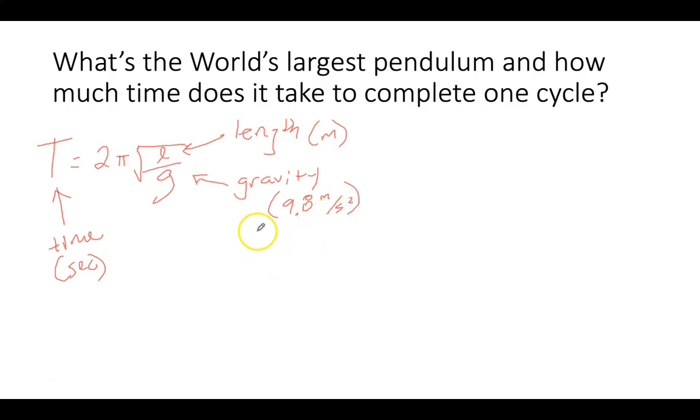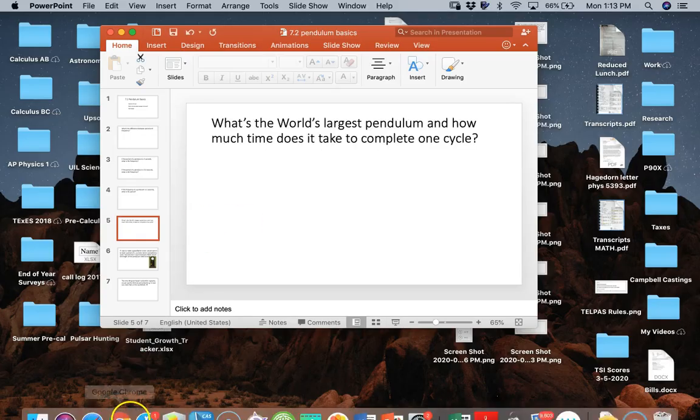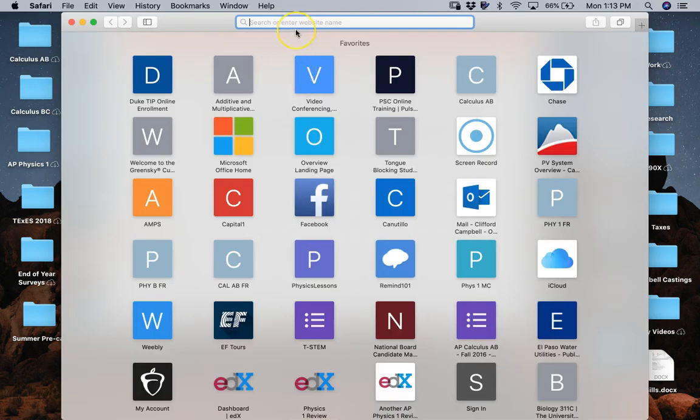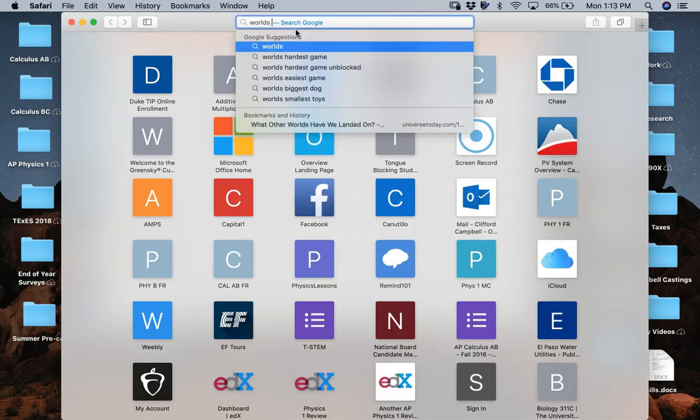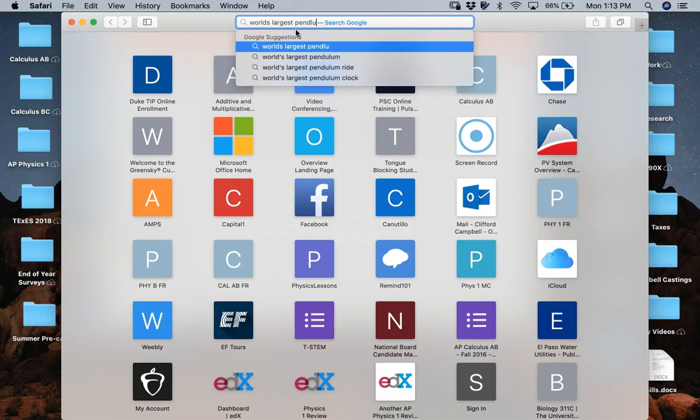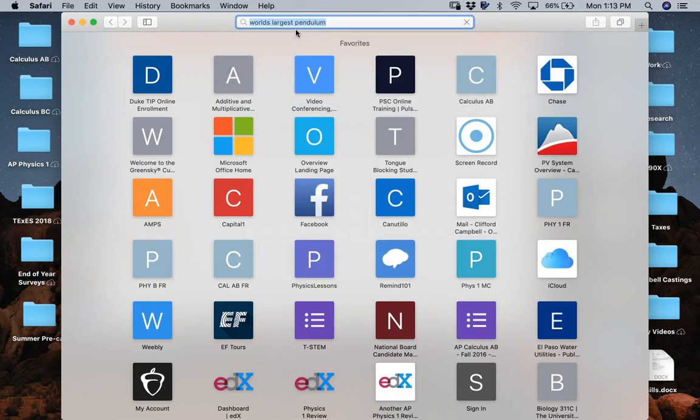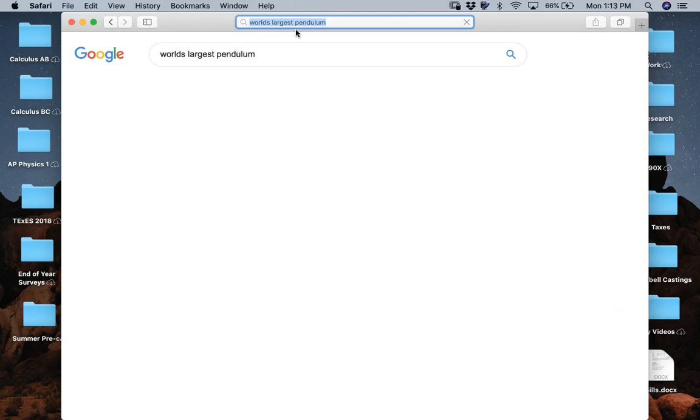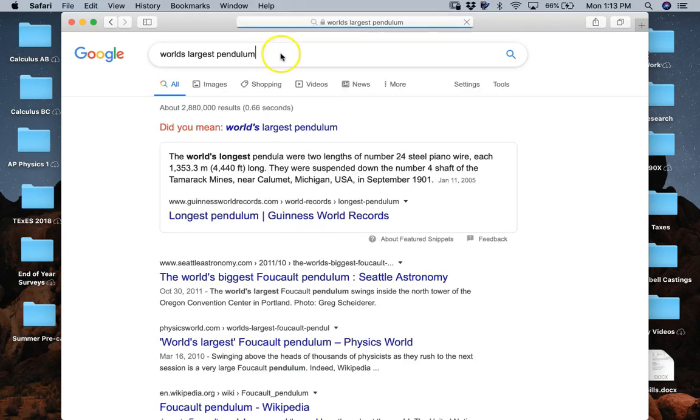So what is the world's largest pendulum, and how much time does it take to complete one cycle? Okay, let's just find out what the world's largest pendulum is real quick. I'm just going to go to the internet because they do stuff like this. World's largest pendulum. Guys, they make these things as things to do. Like there's a giant swing. A swing is a pendulum, right? So a world's largest pendulum could be a giant swing. And I don't know what's taking so long.